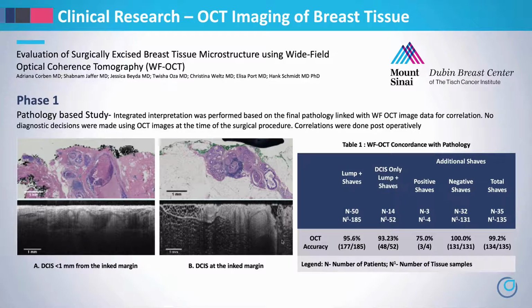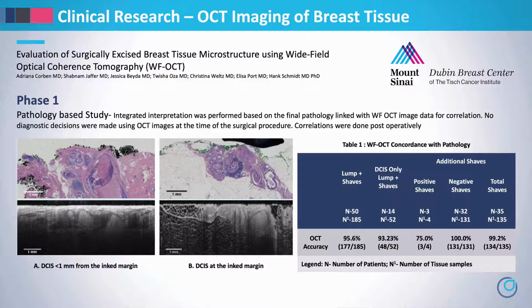If you look at a collection of the data from this phase 1 study, there were 50 patients and a total of 185 specimens, as many of these patients had cavity shave margins, which we also used for OCT analysis. The accuracy rate, when you consider all of these specimens, was 95.6% correlation between OCT and the surgical pathology final report.